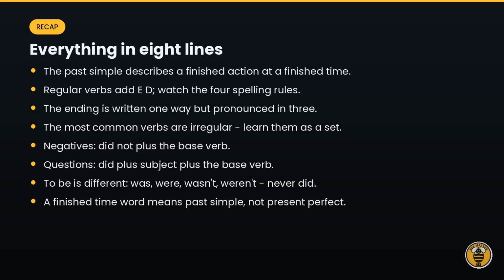Let us pull it all together. The past simple describes a finished action at a finished time. Regular verbs add ed, and there are 4 spelling rules to watch. The ending is written one way but pronounced in 3. The most common verbs are irregular, so learn them as a set. Negatives use did not plus the base verb. Questions use did plus the subject plus the base verb. The verb to be is different with was and were, and it never uses did. And finally, a finished time word means past simple, not present perfect.